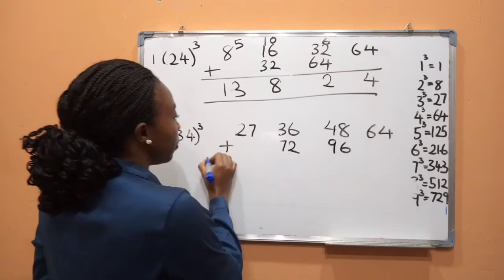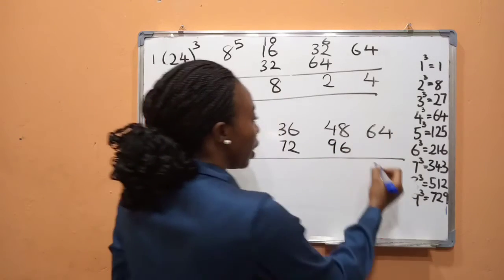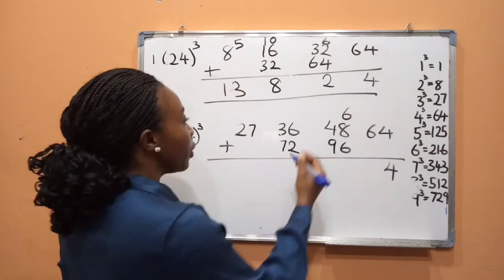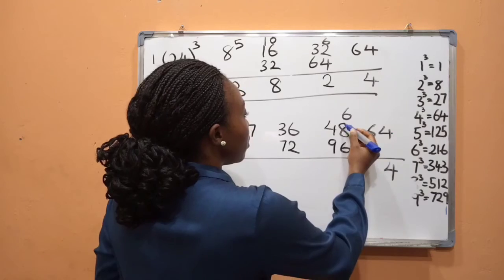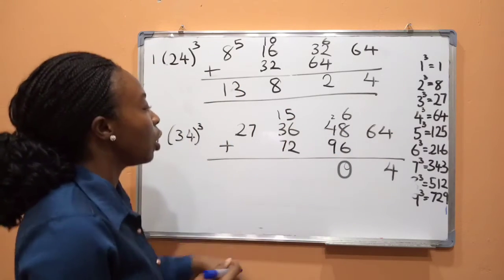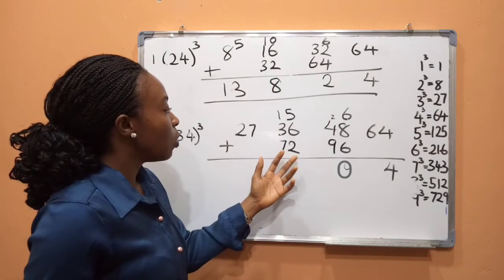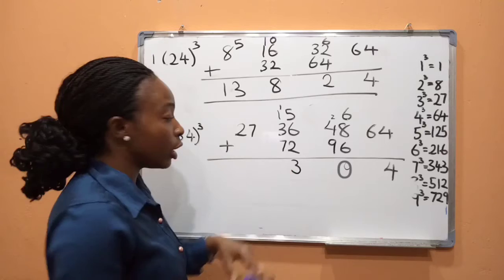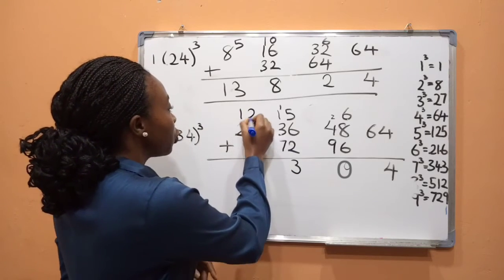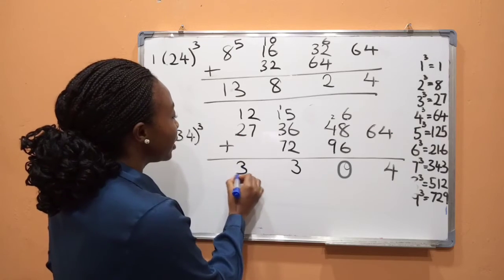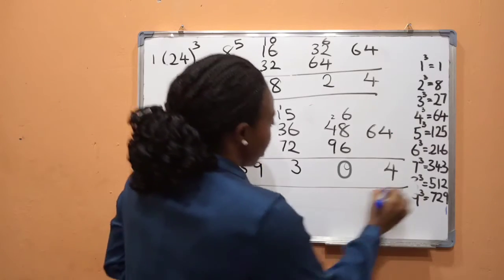Then we sum it up. So we are going to have 4 here and we carry 6. Then here we are going to have 150, but we write 0 and carry 15. Then we sum this up. Here we are going to have 108 plus 15. We have 123 here, but we write only 3 and carry 12. Now 12 plus 27, you're going to have 39.